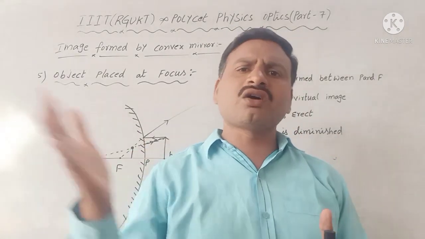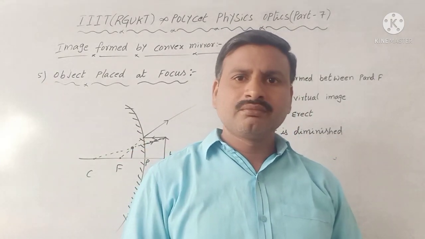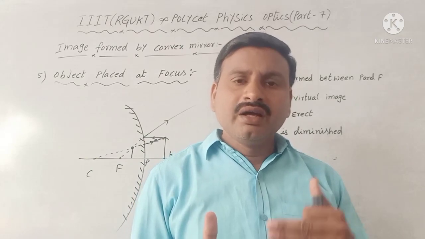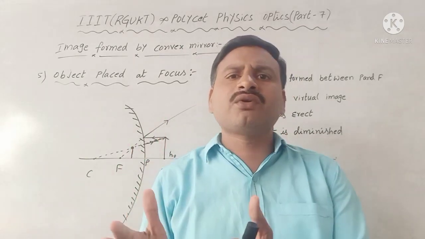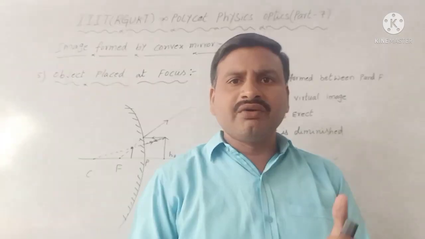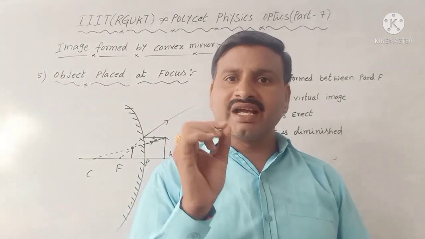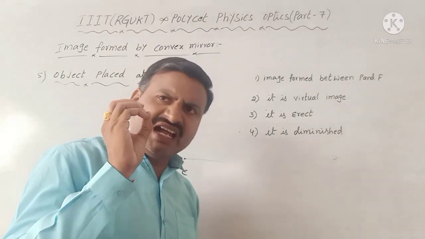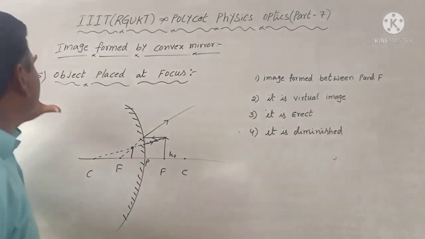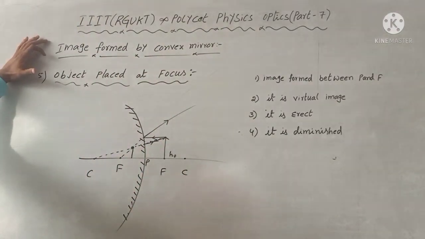Either convex or concave, whatever it may be. Object placed at infinity distance, image formed at focus, either convex or concave. It is highly diminished, looks like a dot. Next, after that, remaining all situations.